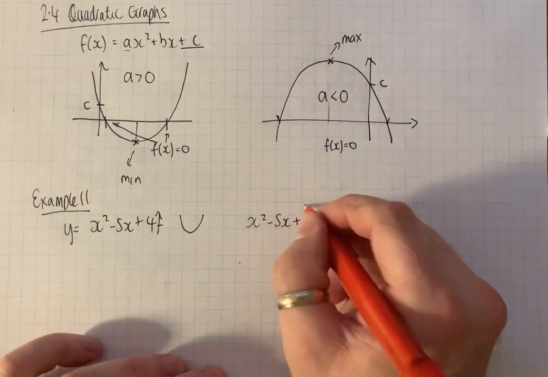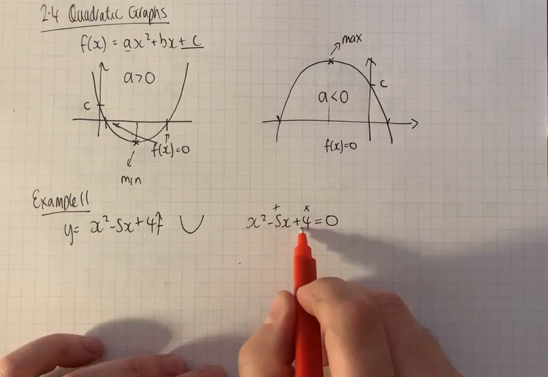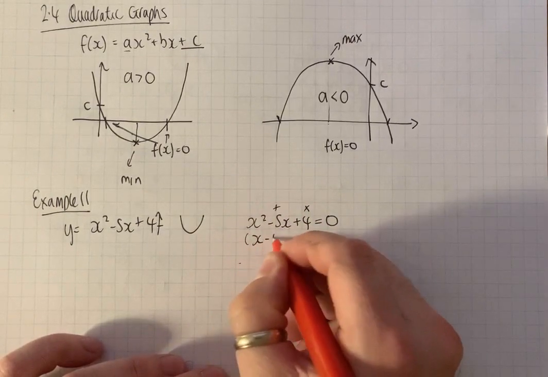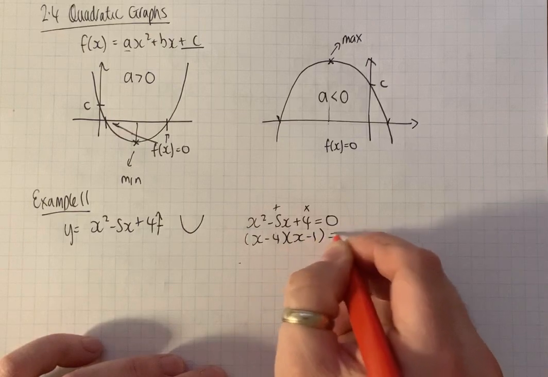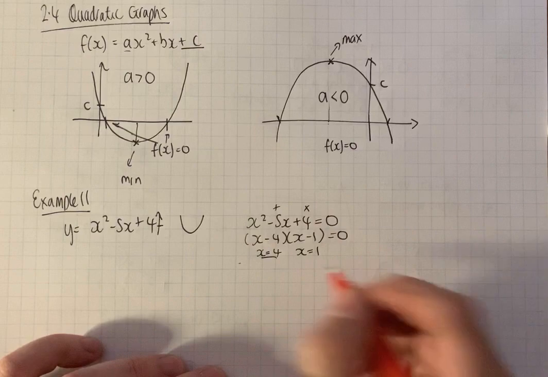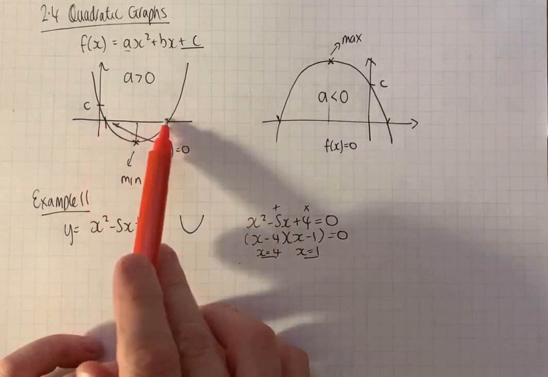Does it factorise? Times together to make that, add together to make that. They've both got to be negative because it's the only way of getting those signs. Minus 4 and minus 1. So my two solutions would be x is 4 and x equals 1. Those would be the roots. Those are where it crosses the x-axis. It looks somewhat similar to that, 1 and 4.